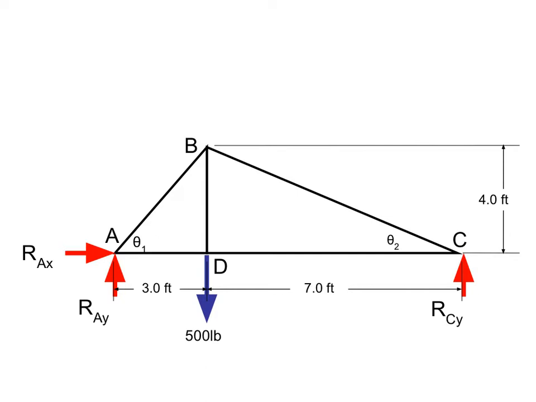And we'll label them, and it's important that we have distinct naming conventions for all of these things as we start to work through the problem. So at A, we're going to call those reaction forces RAX and RAY. And at C, we're going to have RCY acting in the upward direction. So we're given dimensions. Between A and D is 3 feet, between D and C is 7 feet, and between B and D is 4 feet.